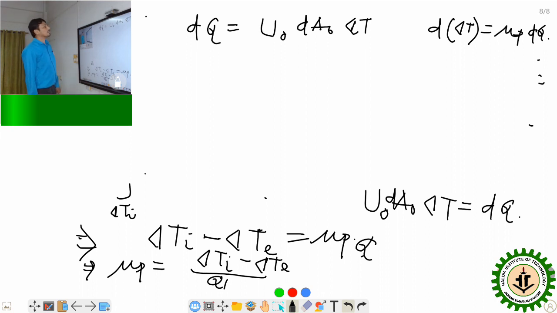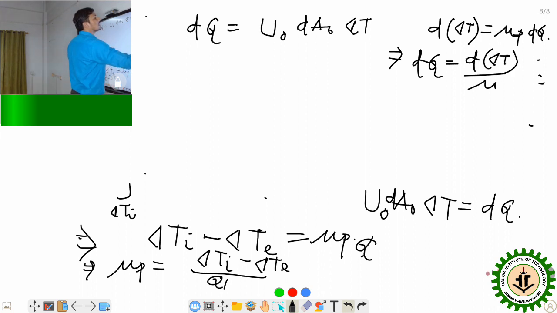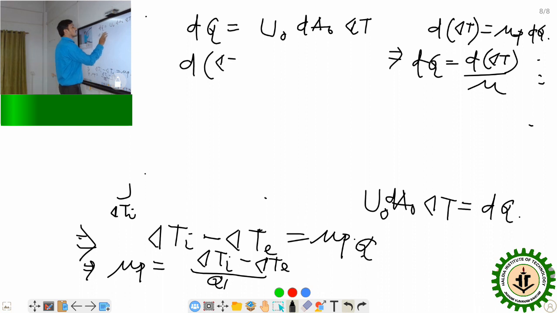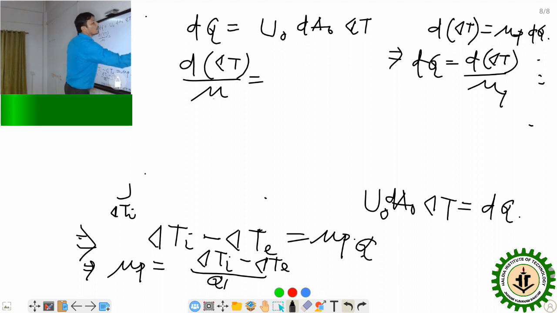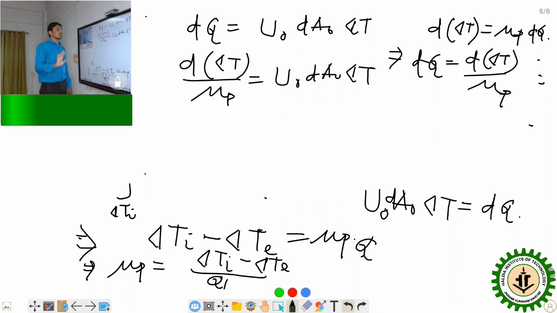Now, what will happen? From here dq is what? It is d del t by mu. Put that value over here. So instead of dq, you could write d del t mu p. Actually, it is mu p, parallel. Mu p is nothing but U0 dA0 del t. Clear? Up to this clear?